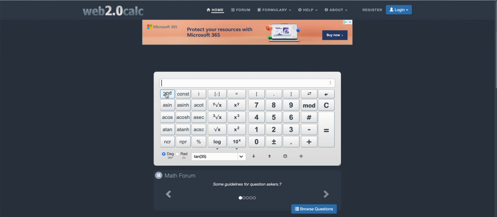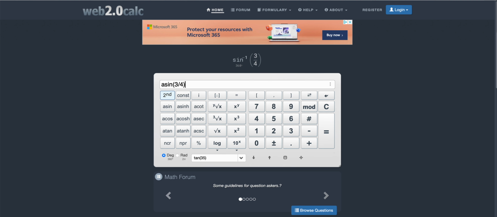So you're going to hit the second button, and you're going to type in, and let's say it's 3/5. That is going to actually give you the measure of the angle. And notice right here at the end, it's giving you a degree symbol. So if I'm looking for the measure of an angle of a triangle that has a 3 and a 5, it's going to be 36.9 degrees.